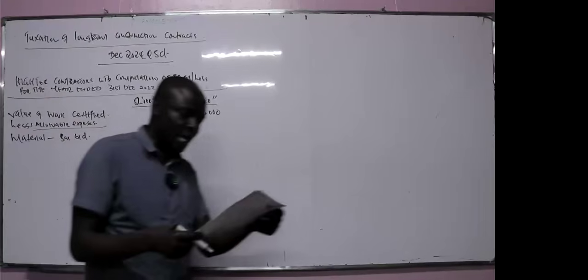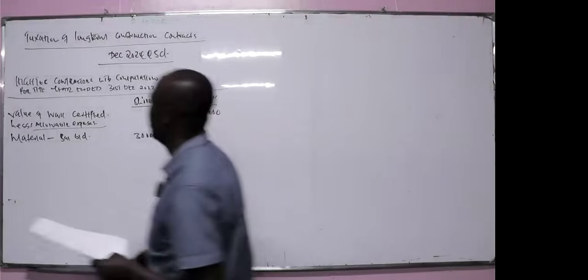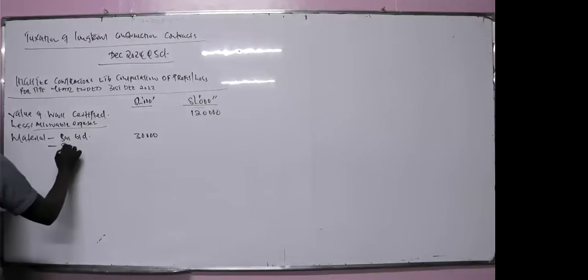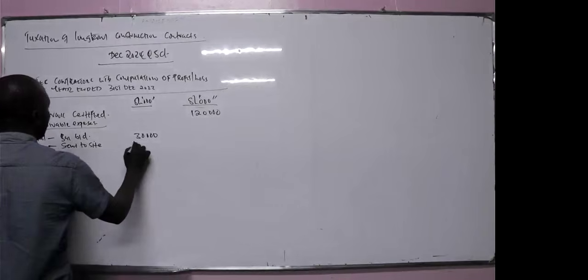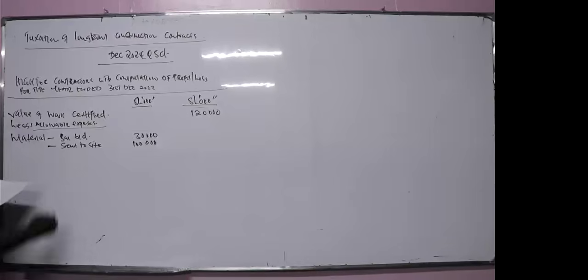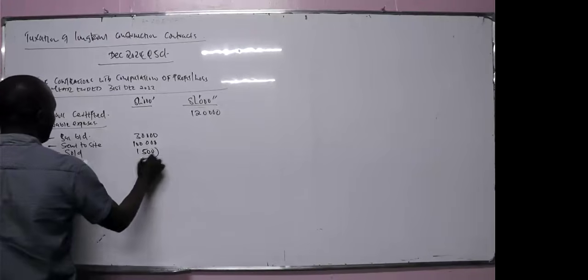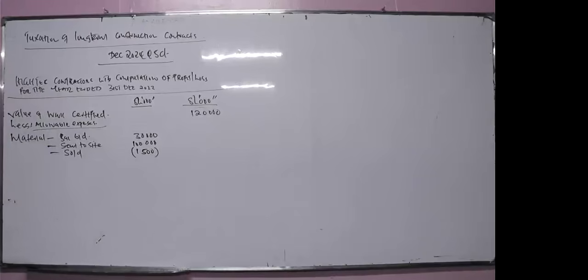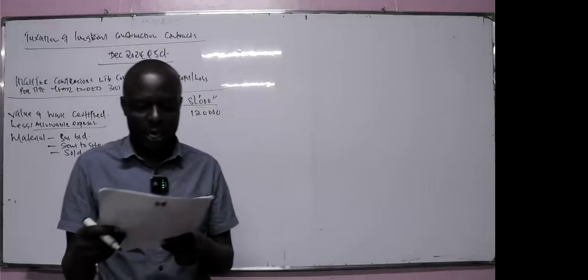Then we trace any other information on material. Transactions during the year, material sent to site. How much is it? 100,000, isn't it? We have another, material sold. How much? 1,500. So that one we deduct. They are on the site, and then part of the material was sold, so that one you deduct.